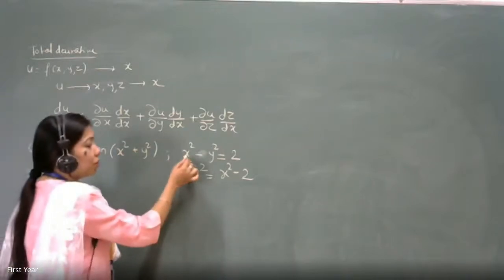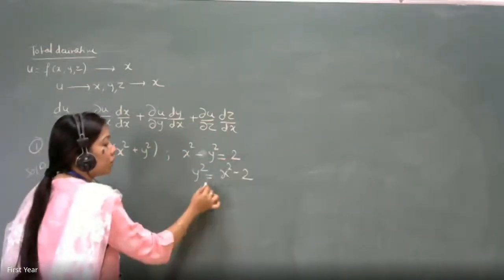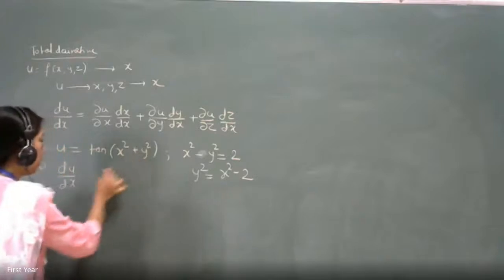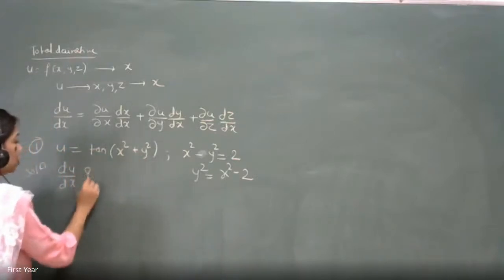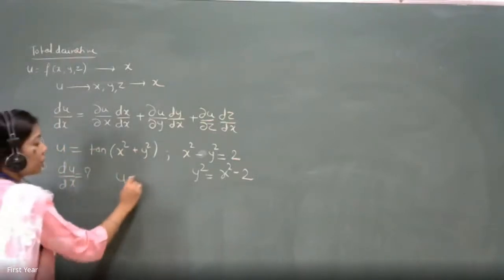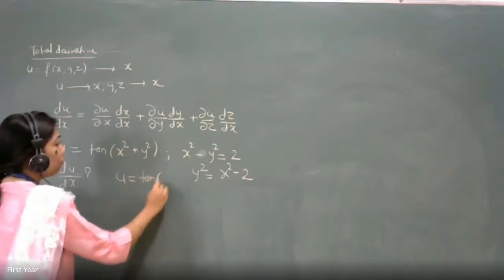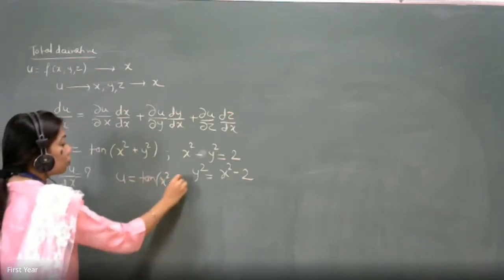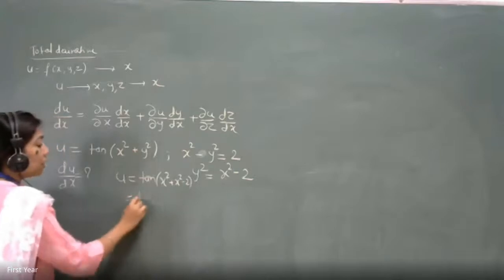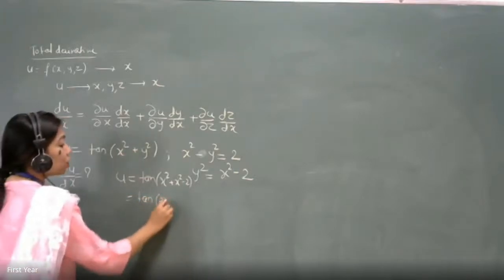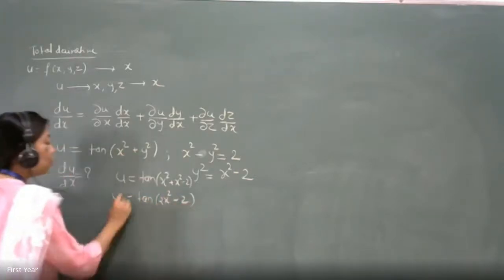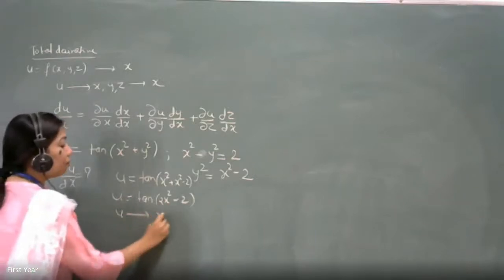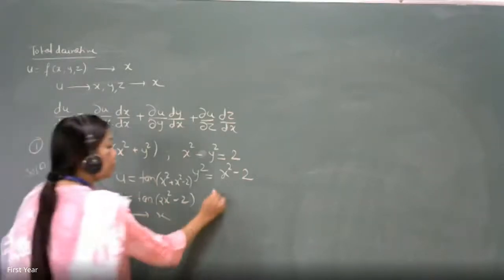So from this equation I will get y square as x square minus 2. So put that y square value here so that your function is in one variable. So your function now will become tan of x square plus x square minus 2. So that is tan of 2x square minus 2. So u is directly depending on x now, and therefore what will be du by dx?